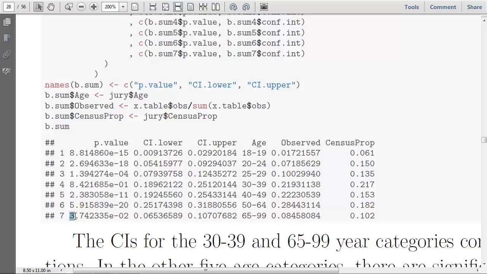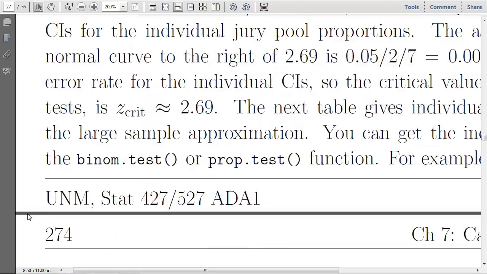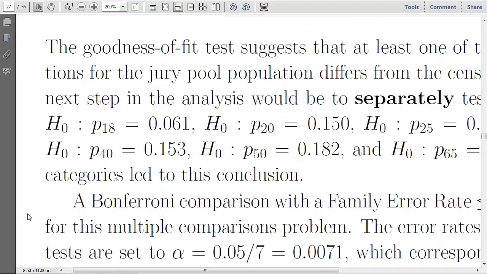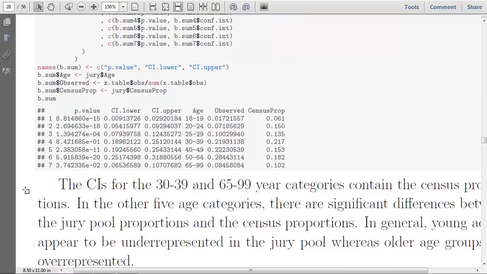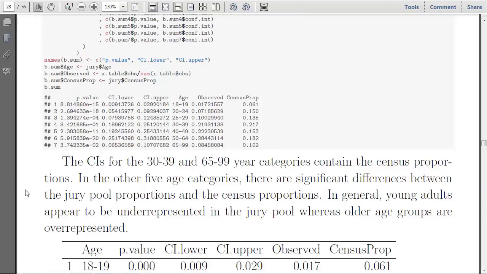And this one is 0.003. That's smaller than, hold on, I keep forgetting. We're looking for 0.007 or smaller. Okay, so I'm paging back down. So this is 0.003, so that's smaller, so we reject there. So we're going to reject all these hypothesis tests except for the 30-year-olds. So we have quite a bit of substantial evidence here that our jury pools are not representative of the population distribution of ages based on the census.